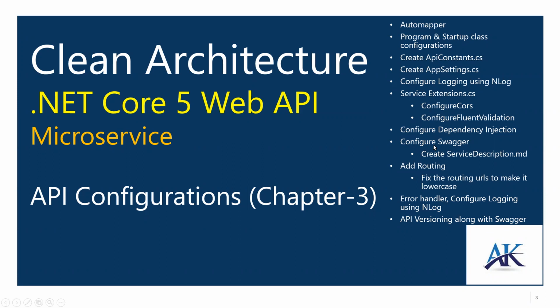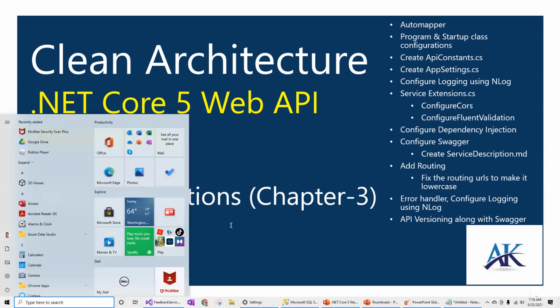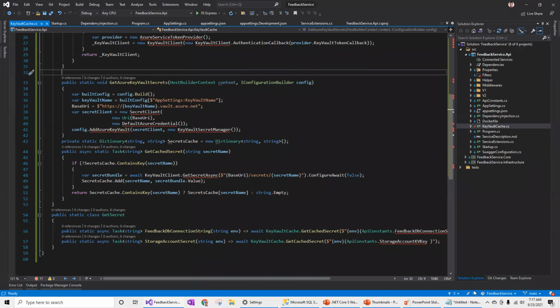Configure Swagger and adding some of the description in the API, for example, and also making sure that all the URLs displayed on the API Swagger are lowercase, and then exception handling, how to add the exceptions locally, also how to add the exceptions on the server. And we also discussed the versioning along with the Swagger. So let me quickly show you what is the service.